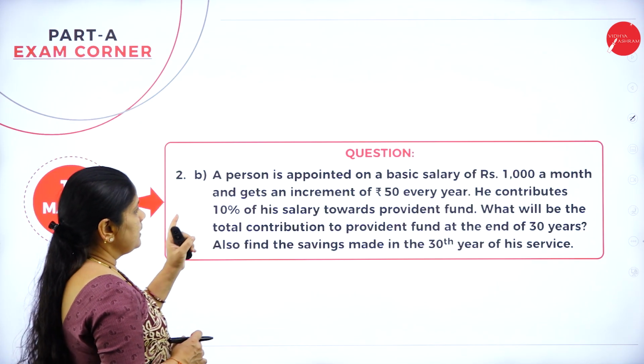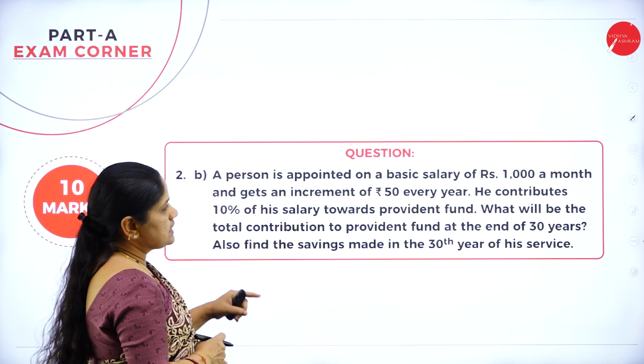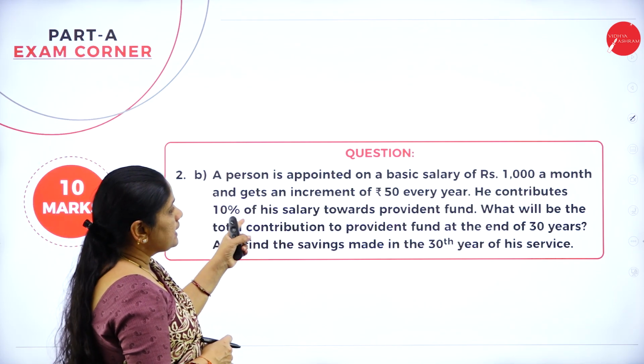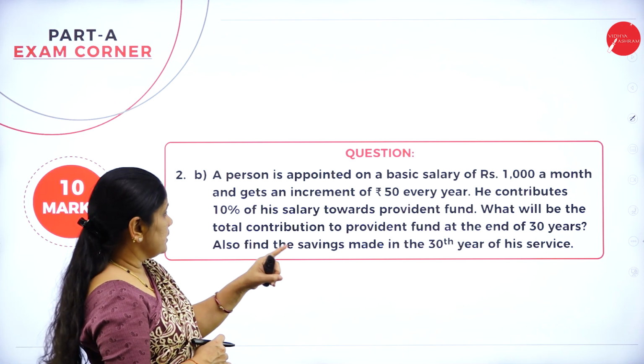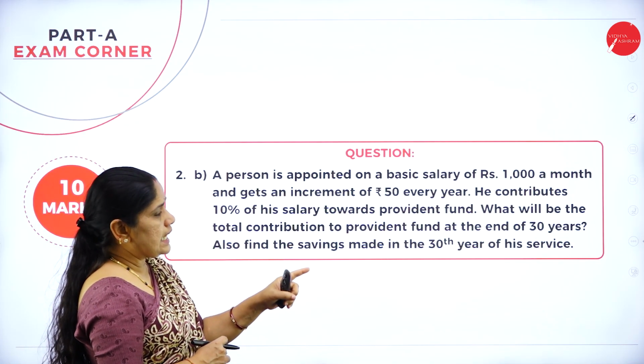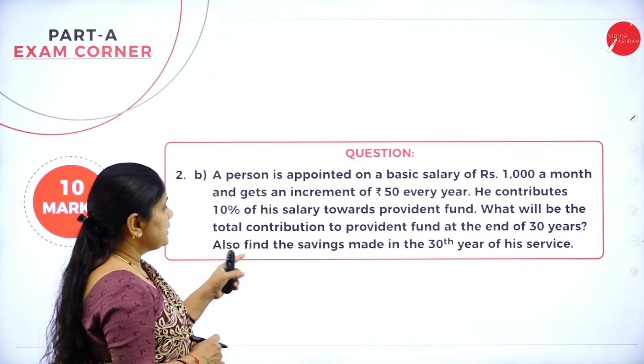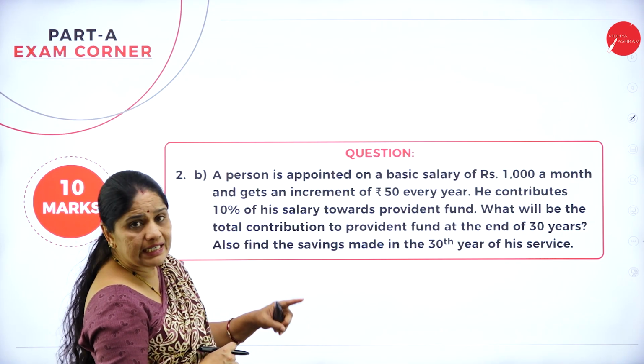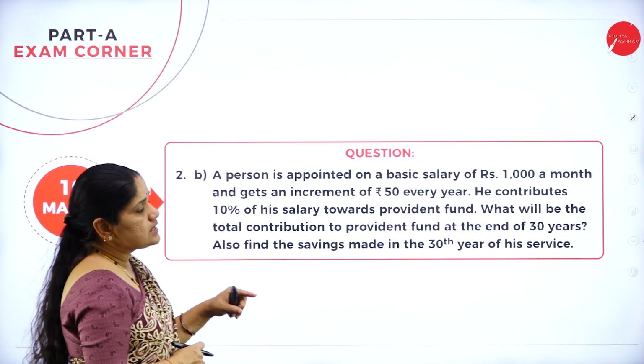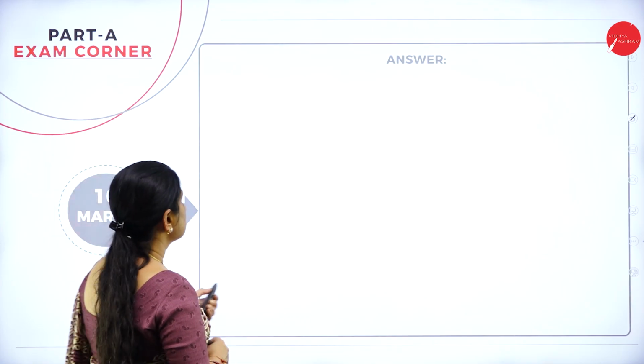Now the next problem: a person is appointed on a basic salary of rupees 1000 a month and gets an increment of rupees 50 every year. He contributes 10% of his salary towards Provident Fund. What will be the total contribution to Provident Fund at the end of the 30 years? Also find the savings made in the 30th year of his service.